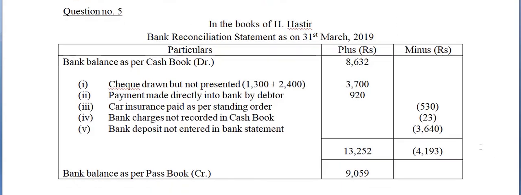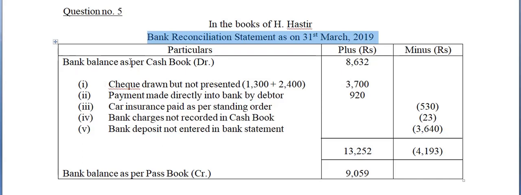Okay, now question number 5. Yes, we are in question number 5 now. You already know the format, and you must write in the books of H. Hastir. Bank reconciliation statement as on 31st March 2019.